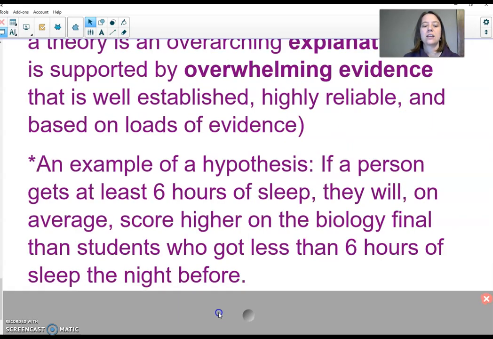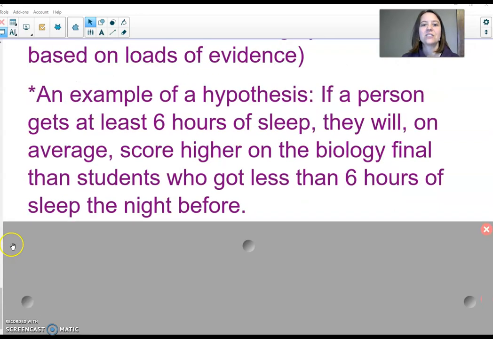So let's look at an example of a hypothesis. If a person gets at least 6 hours of sleep, they will, on average, score higher on the biology final than students who got less than 6 hours of sleep the night before. So this statement is a hypothesis. It's not a theory. It is a predictable statement where we can test it, and it's a fairly narrow range.